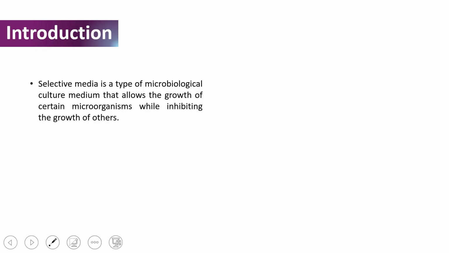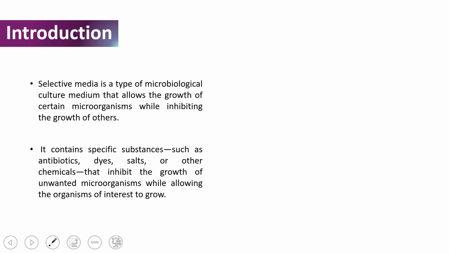Let's start by looking at what selective media are. A selective medium is a type of microbiological culture medium that allows the growth of certain microorganisms whilst inhibiting the growth of others. This medium contains specific substances like antibiotics, dyes, salts, low pH, or other chemicals that inhibit the growth of unwanted microorganisms whilst allowing the organisms of interest to grow.